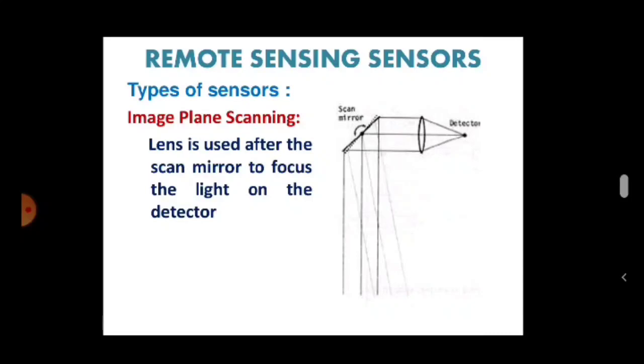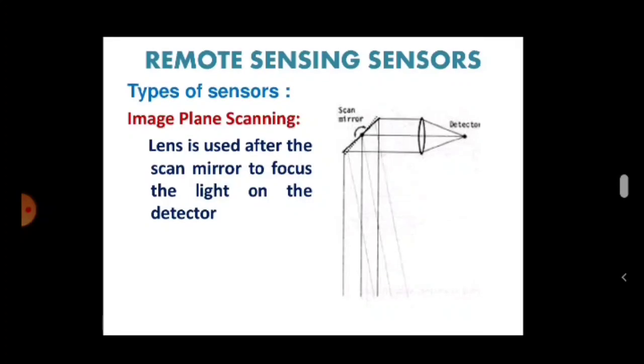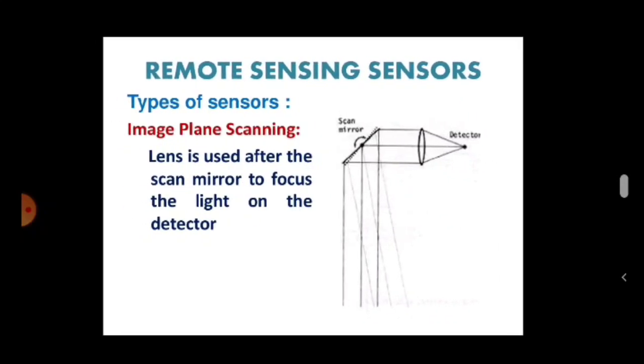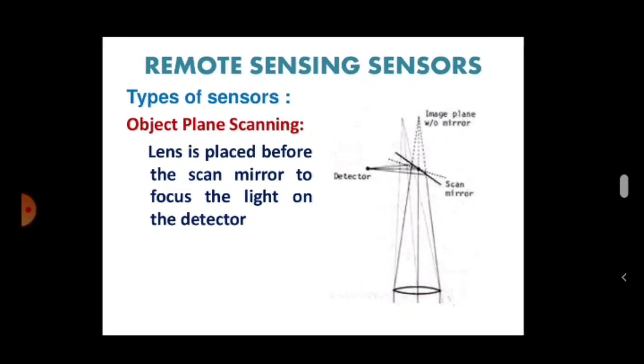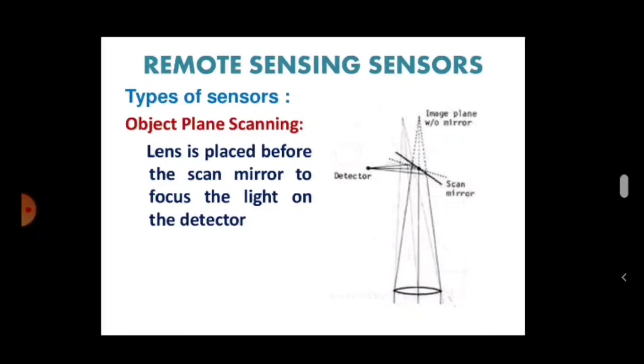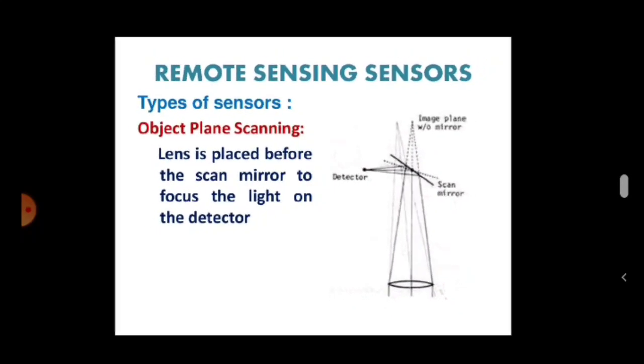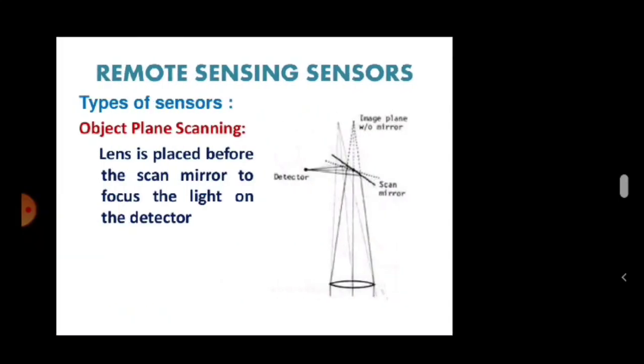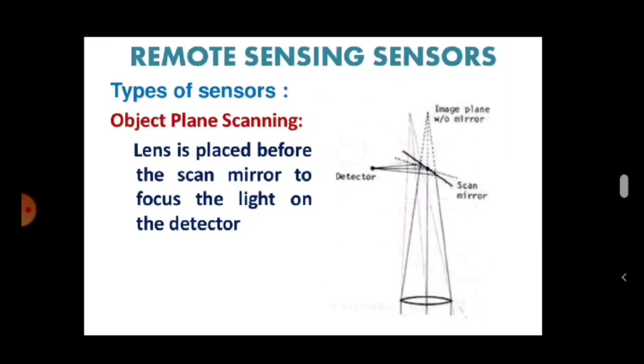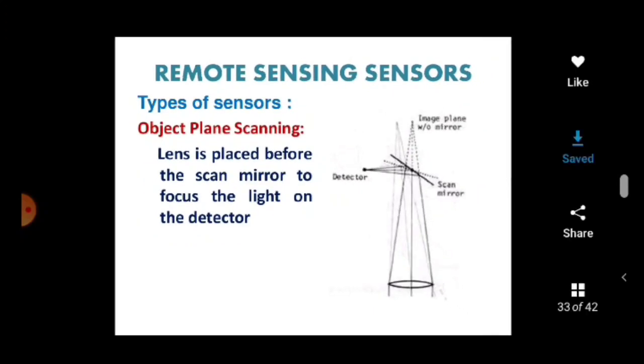And when it comes to active non-scanning image plane sensors, we can say real aperture radar or synthetic aperture radar. And when it comes to active scanning object plane scanning, we can say, as an example, phased array radar. And when it comes to passive scanning object plane scanning, a microwave radiometer or optical mechanical scanner can be said to be examples. So those are the things we need to discuss about sensors.